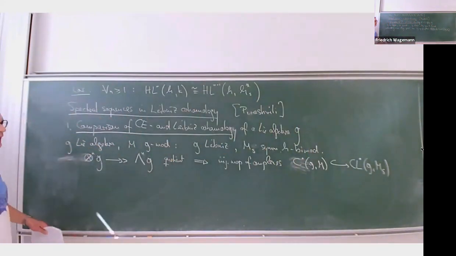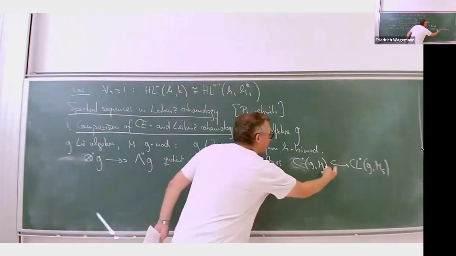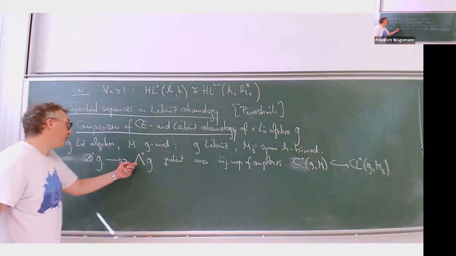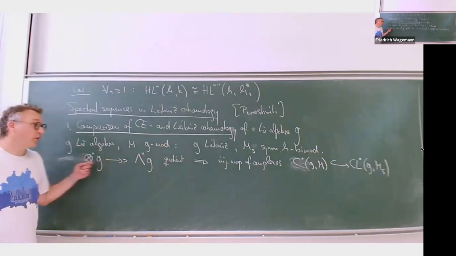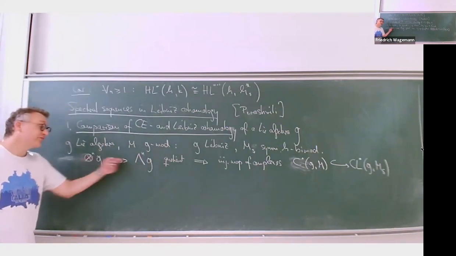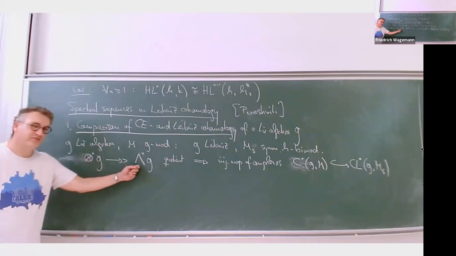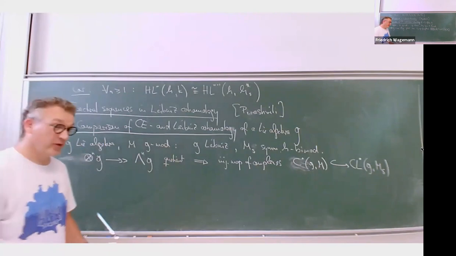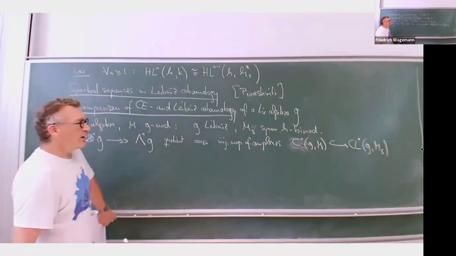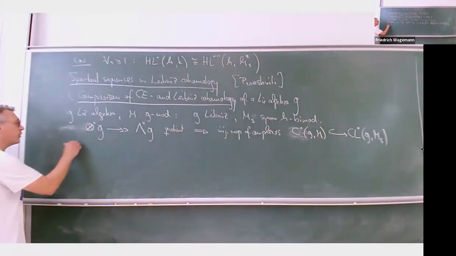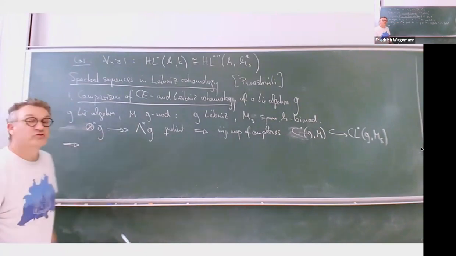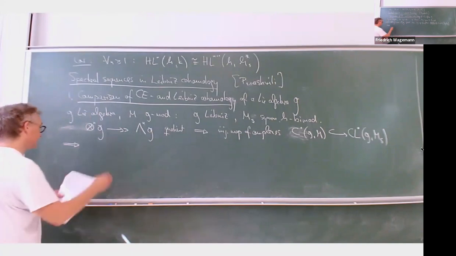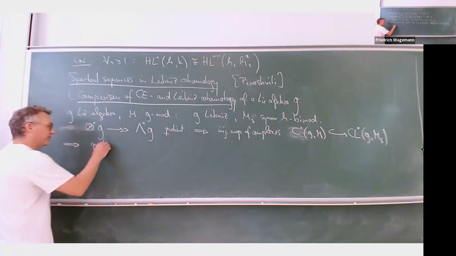And so this injection here is not an isomorphism, because in this morphism you have the difference between tensor powers and exterior powers. So they are not the same, and so this is not an isomorphism. So you have a quotient complex which measures the difference between these two cohomologies.